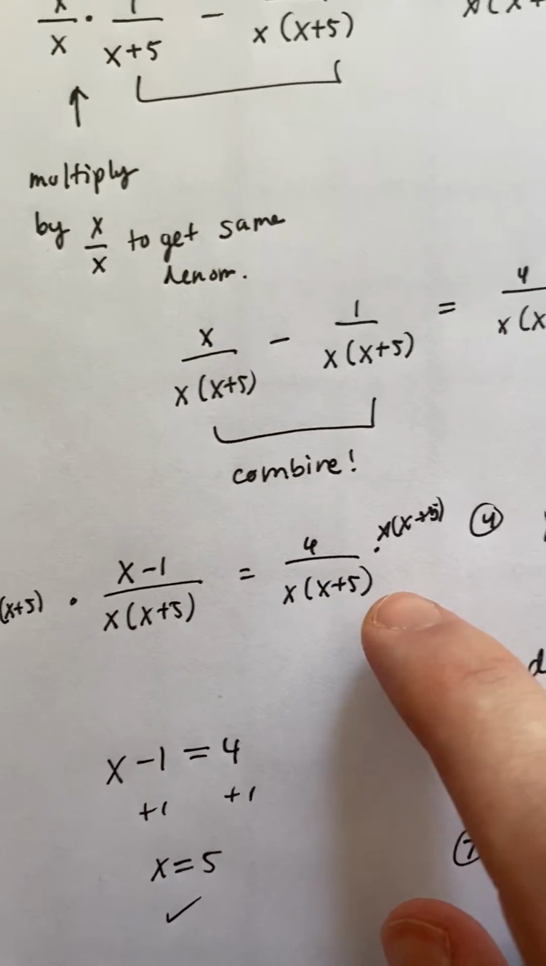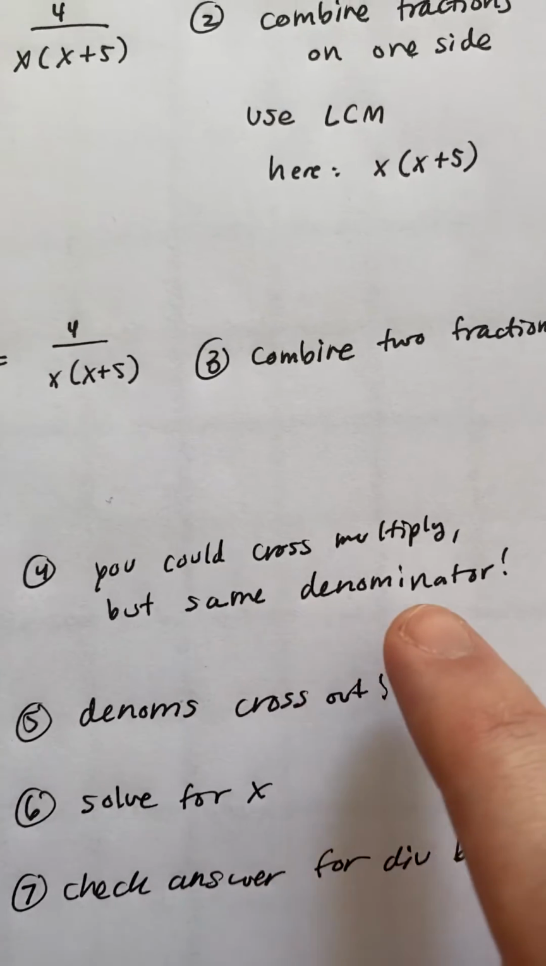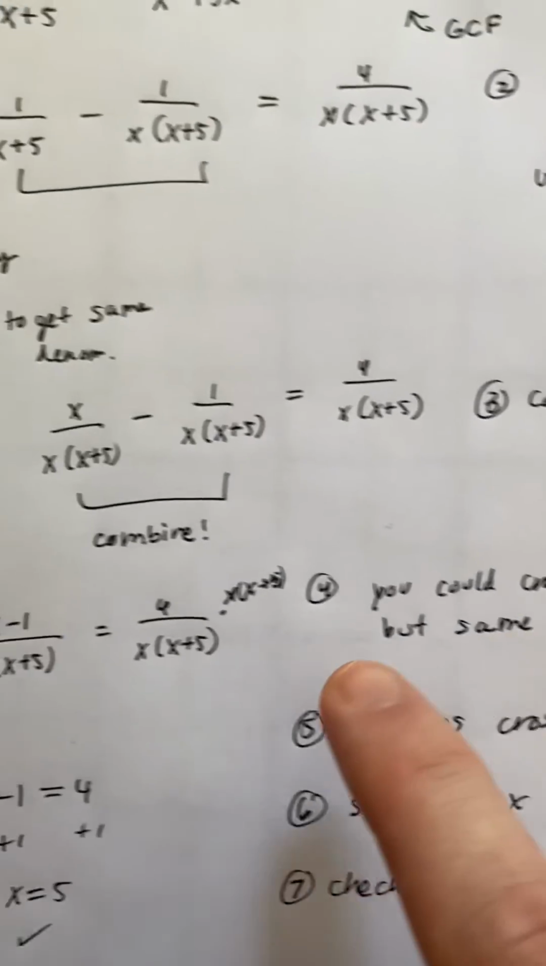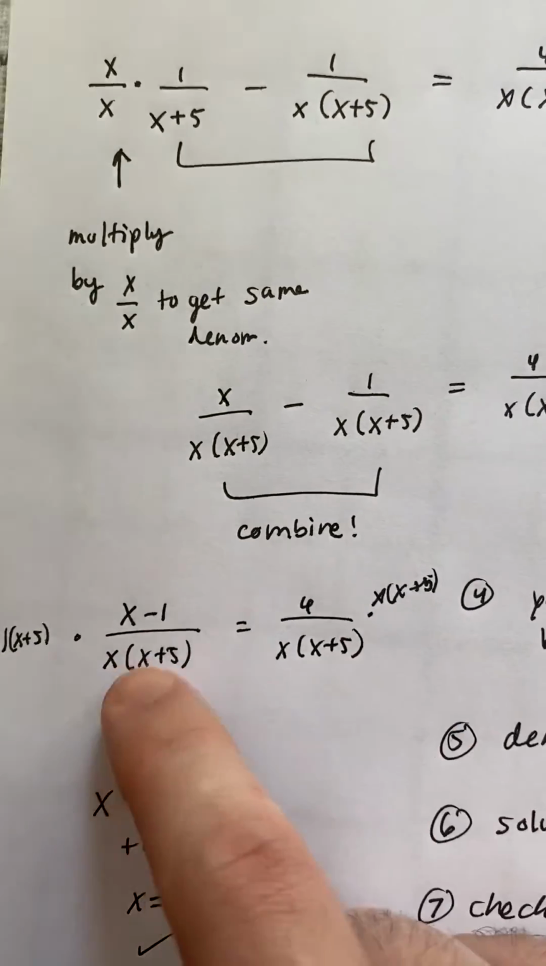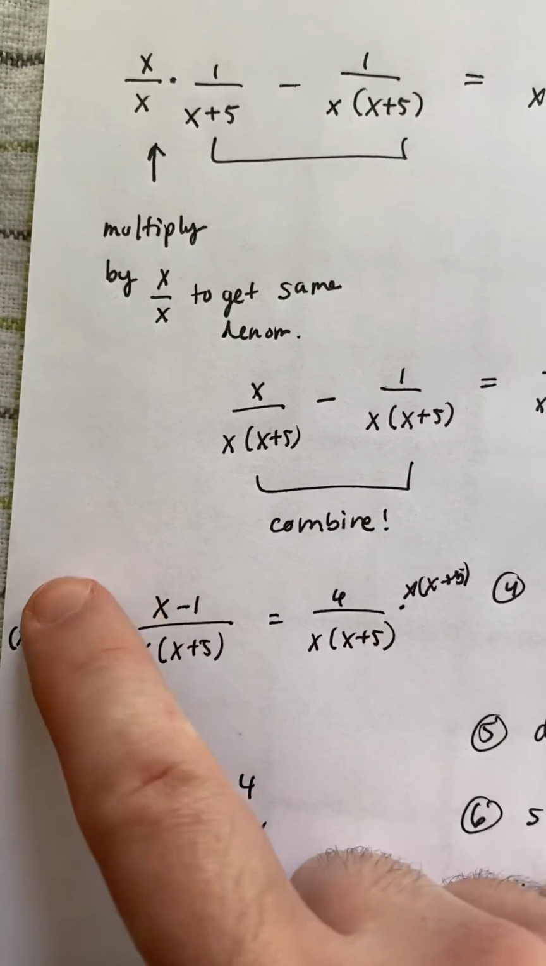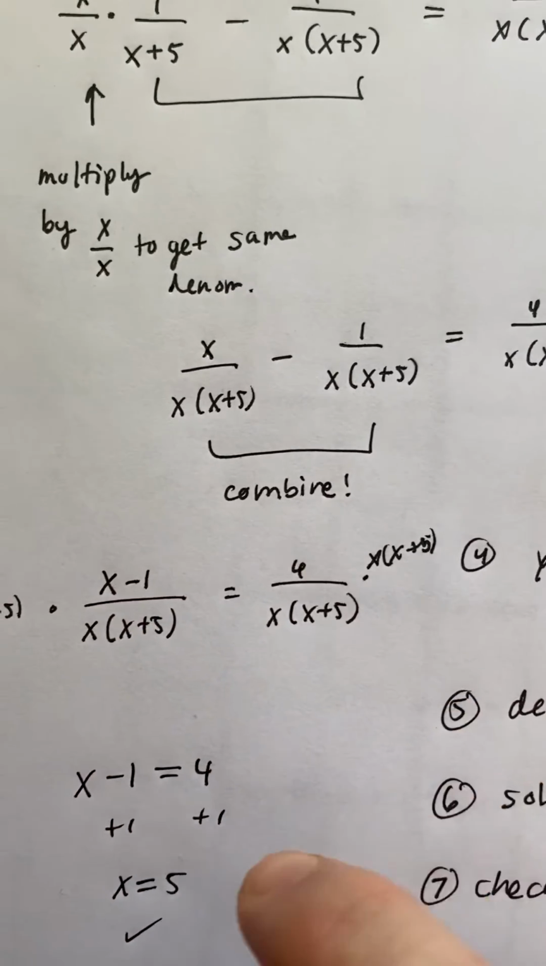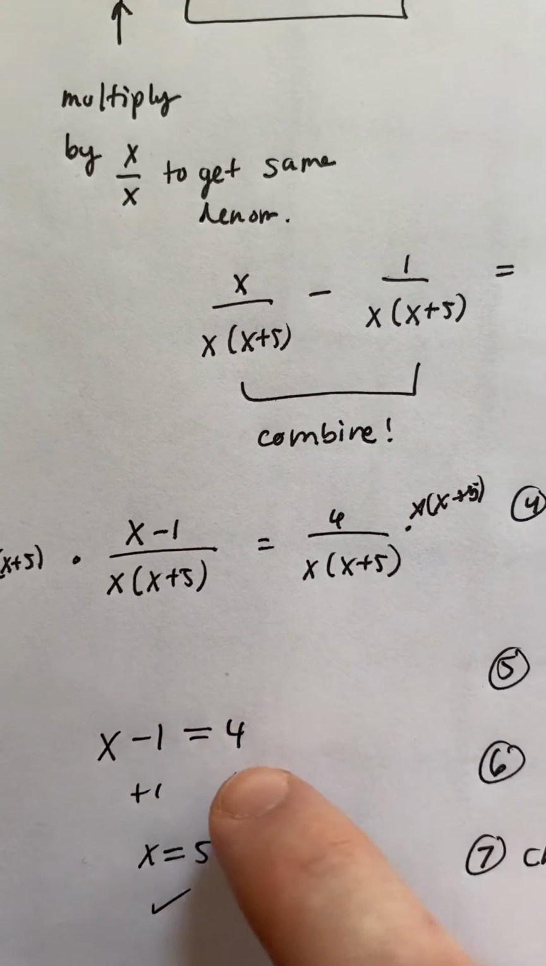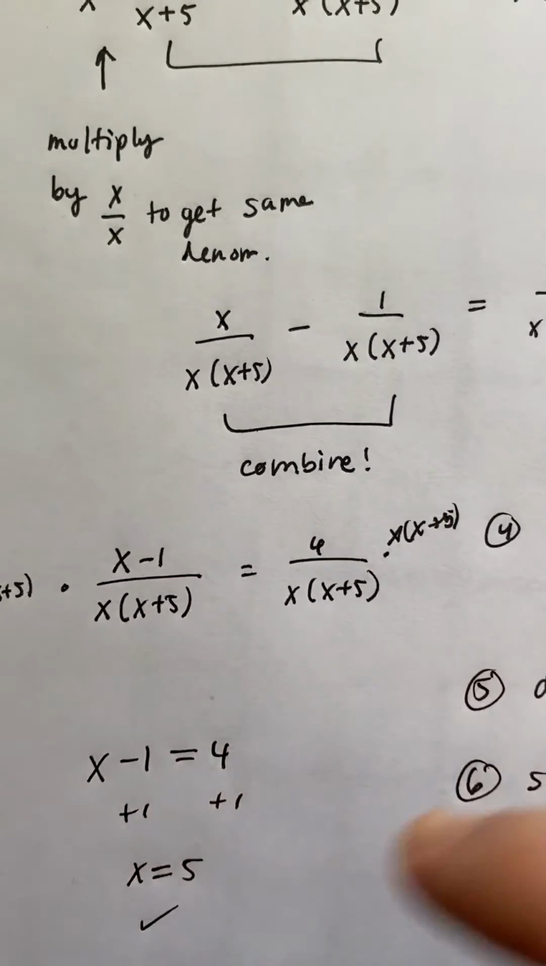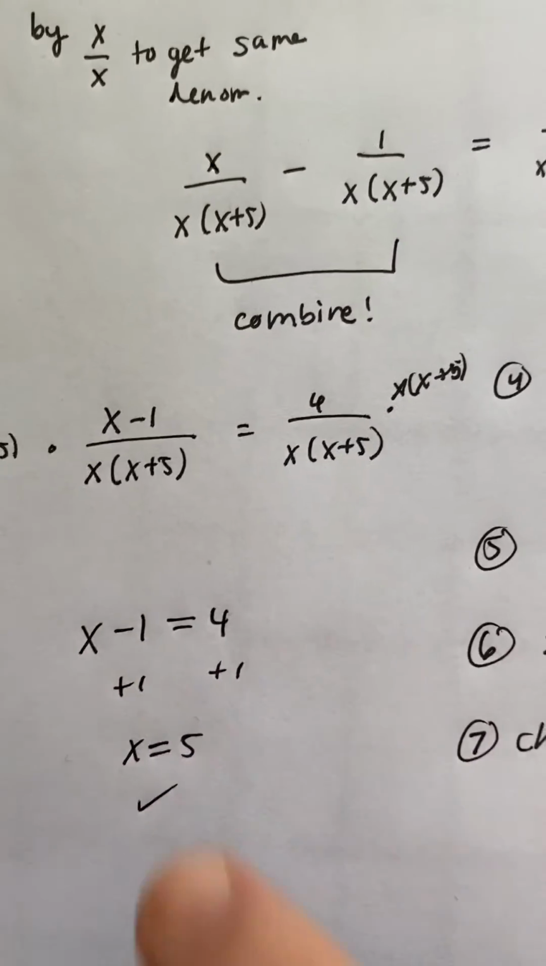And look at this. So you could cross multiply this, but you notice that they have the same denominator, which is really great. So if you multiply by the denominator on both sides, right, you're undoing that division, then you're just going to be left with x minus 1 equals 4. The denominators cross out. And then solve for x equals 5.